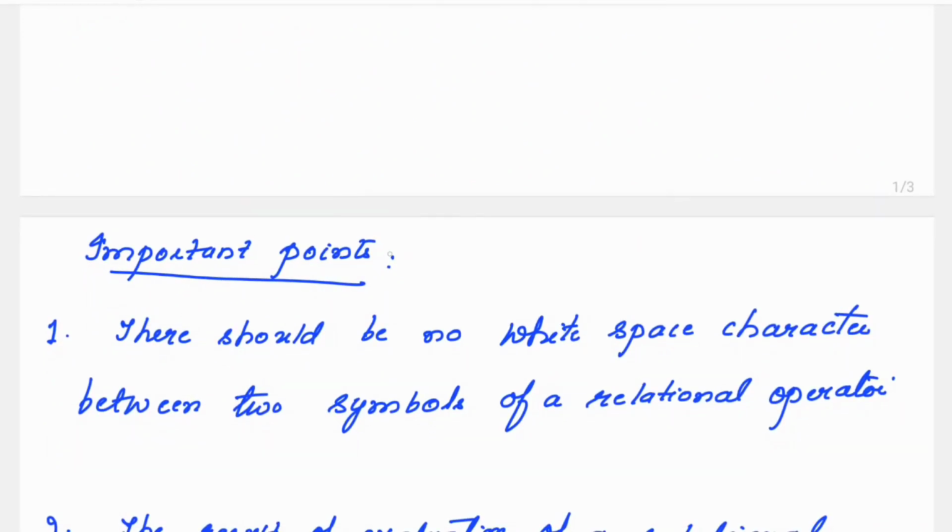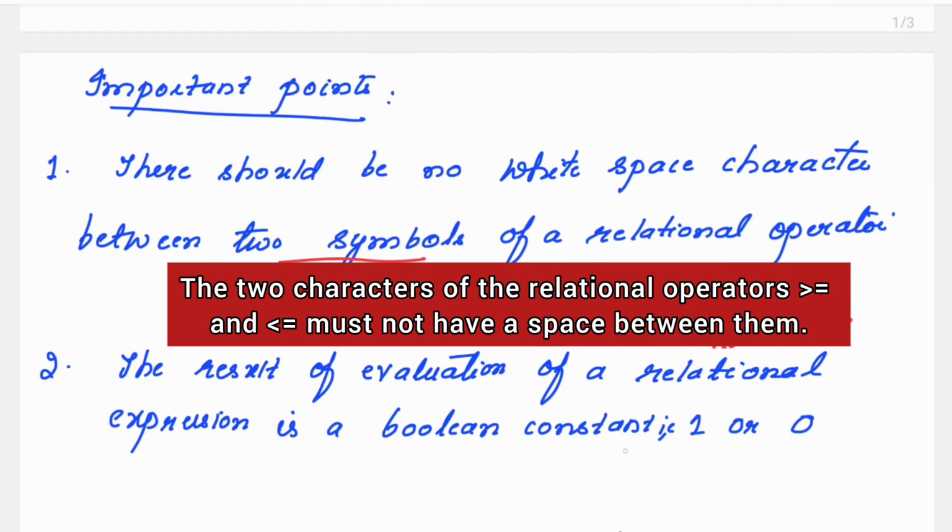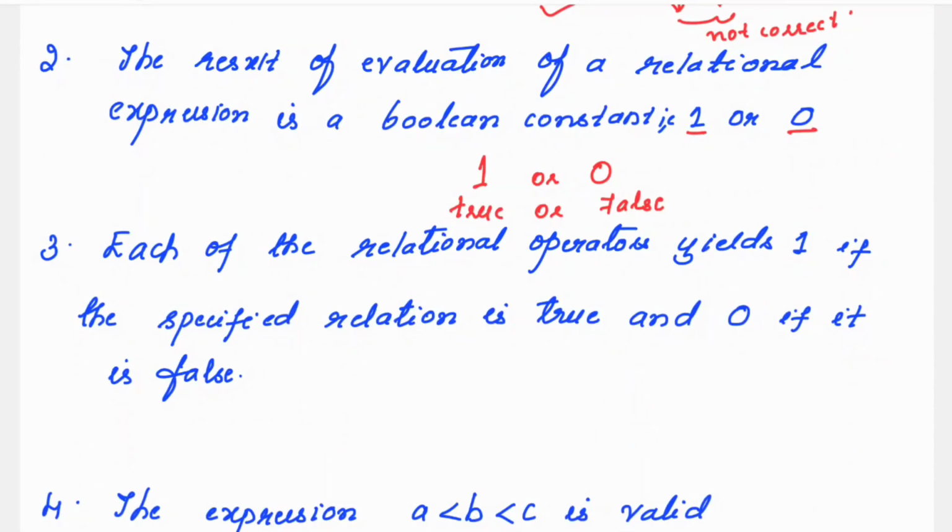Now remember a few points regarding the relational operators. There should be no white space character between the two symbols of a relational operator. The result of evaluation of a relational expression is a Boolean constant, 1 or 0. So you will always get the result in terms of Boolean values 1 or 0, or you can write it as true or false.